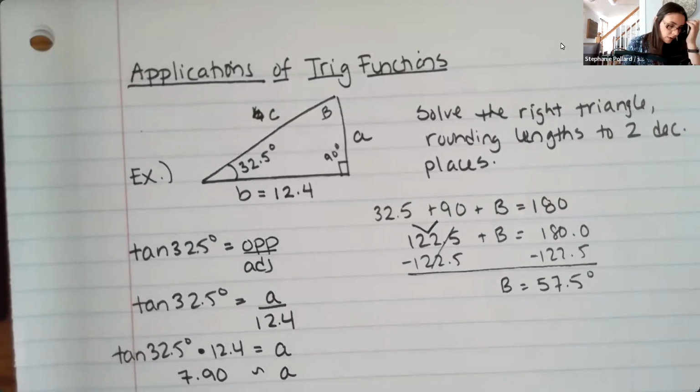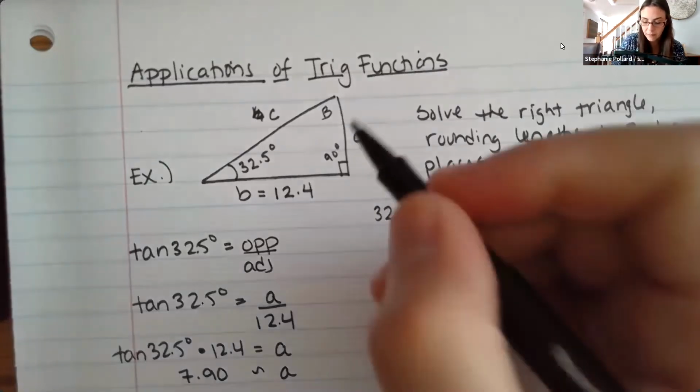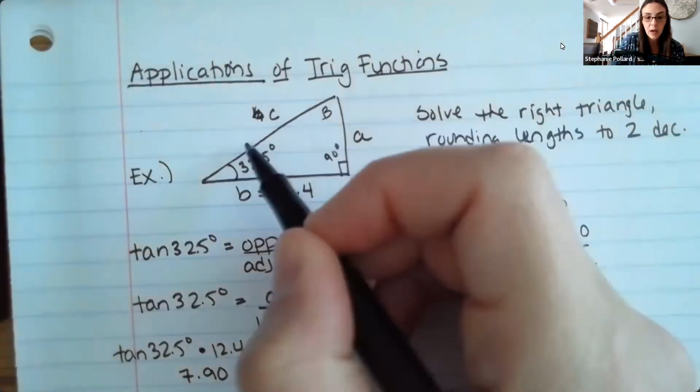And see, we have units here. We don't have units here. But whatever our units are, whether they're feet or inches or centimeters or etc., whatever they're going to be. So we have our A. Now I do need to find my C as well.